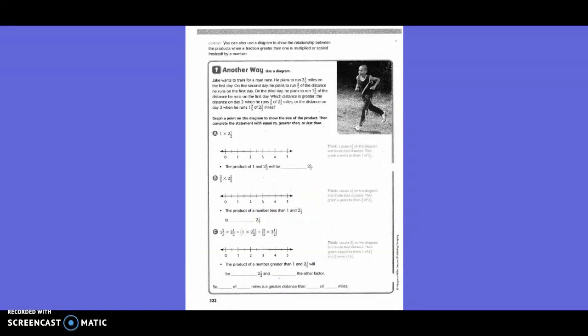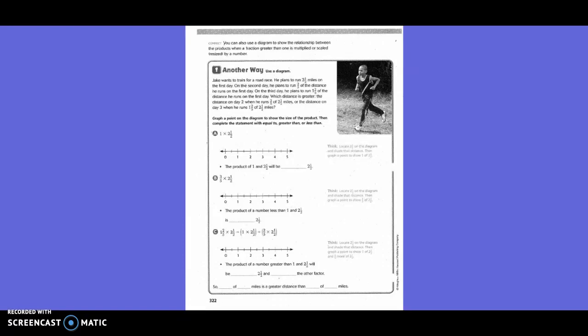Another way, use the diagram. Jake wants to train for a road race. He plans to run 2.5 miles on the first day. On the second day, he plans to run 3/5 of the distance he runs on the first day. On the third day, he plans to run 1 2/5 of the distance he runs on the first day. Which distance is greater? The distance on day 2 when he runs 3/5 of 2.5 miles, or the distance on day 3 when he runs 1 2/5 of 2.5 miles.